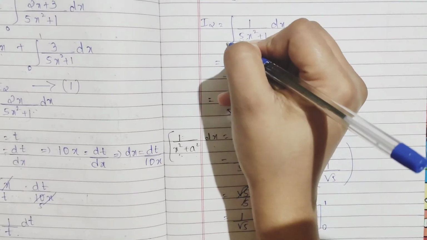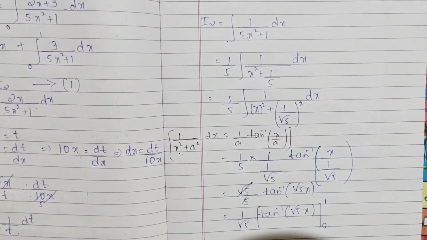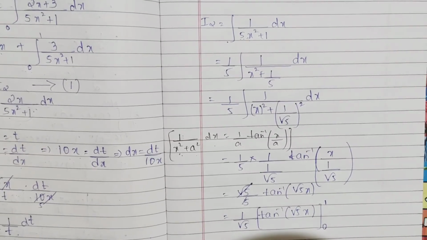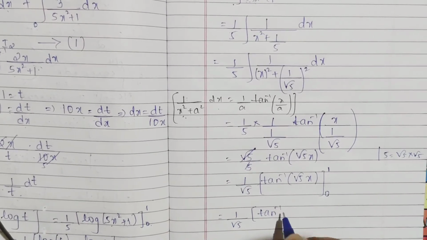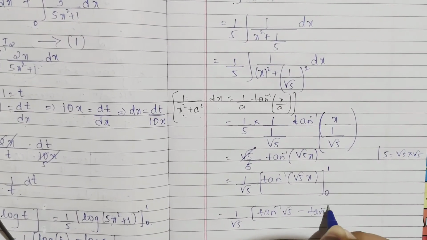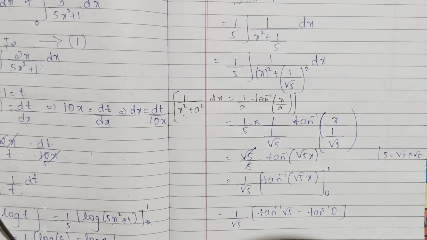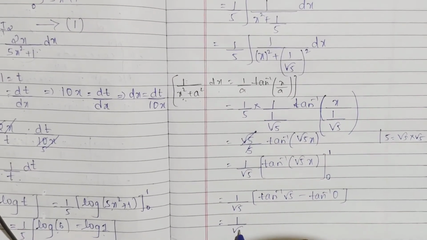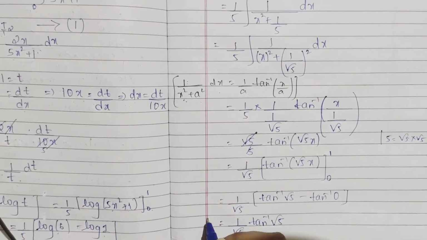Here you can take 0 to 1, or if you want you can keep it as it is and just solve this part. But don't forget to apply your limits 0 to 1. Now, applying our limit, tan inverse root 5 into 1 will be tan inverse root 5, minus tan inverse root 5 into 0, will be 0. So, tan inverse 0 is 0, right. So, you will have 1 by root 5 tan inverse root 5. So, this is your I2.